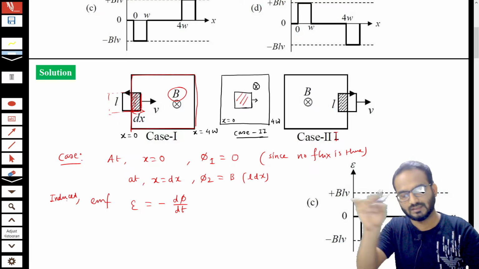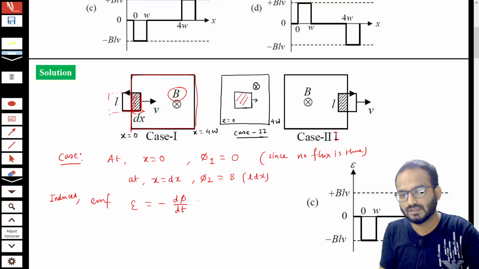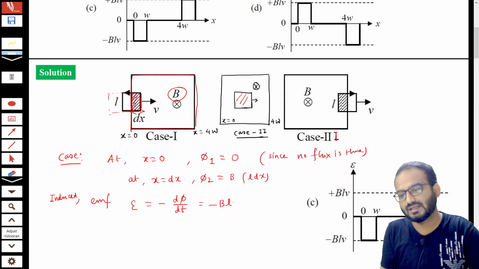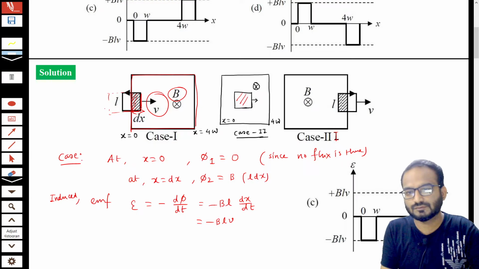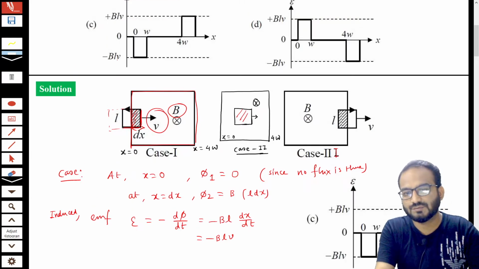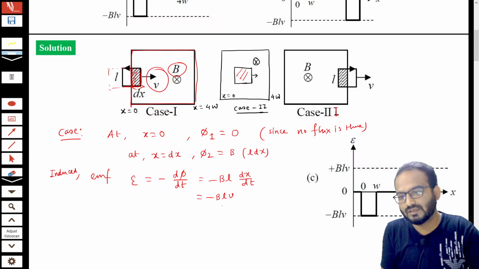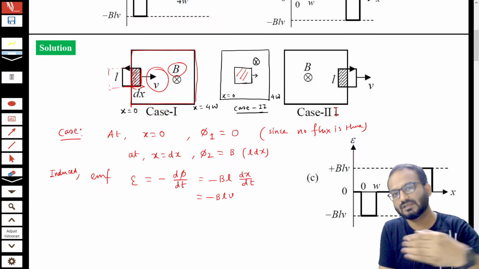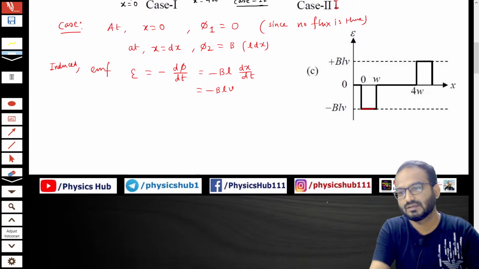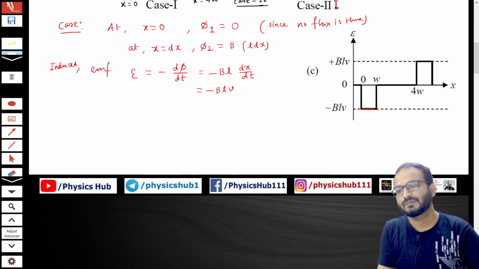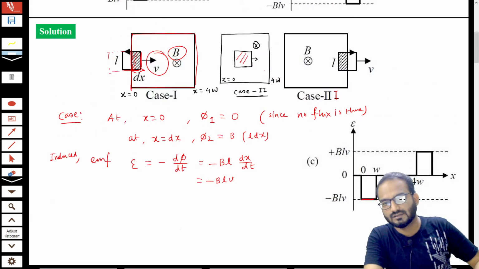That will give rise to the current. A current will flow through the circuit because of this change in flux. So this is equal to minus BL into dx by dt. dx by dt is the velocity v given to you. So this is minus BLv. The induced EMF is minus BLv. Now this is entering, so the flux will keep on changing. You can see it will keep maintaining this level of minus BLv. This is when it is just entering into the magnetic field.